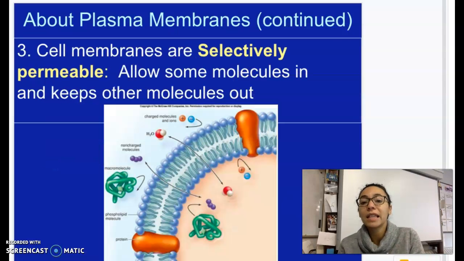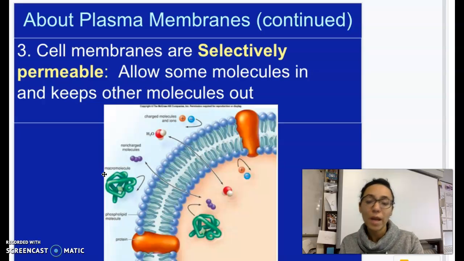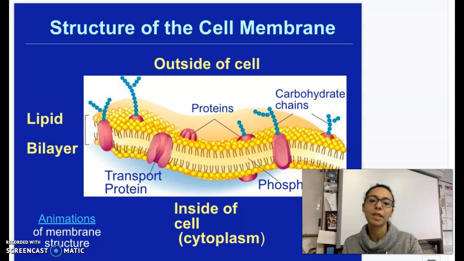And lastly, they're selectively permeable. This means they allow some molecules in while keeping other molecules out. They're selective, right? They're choosy on what they allow in and out. So we see things like water and non-charged molecules freely moving in and out, while larger molecules like proteins and glucose, the cell might need sometimes, but it's going to select when it's ready to allow those larger molecules in and out. Same thing with charged molecules and ions. We might need them sometimes, but the cell is going to select when we need those. They can't move freely on their own.